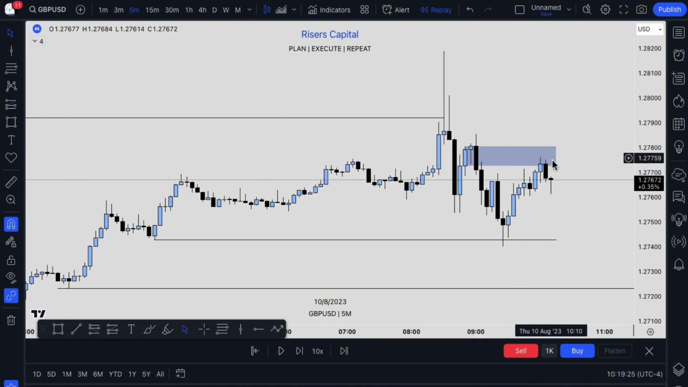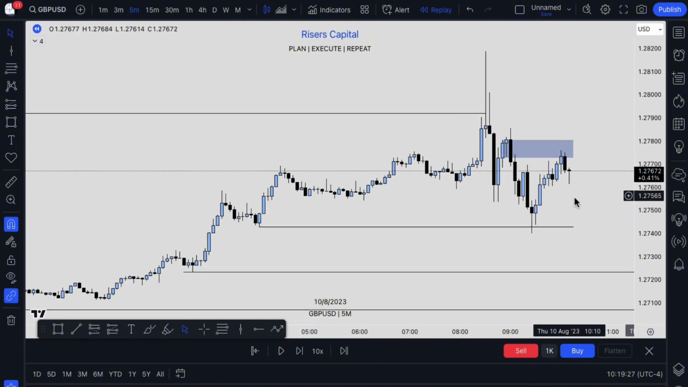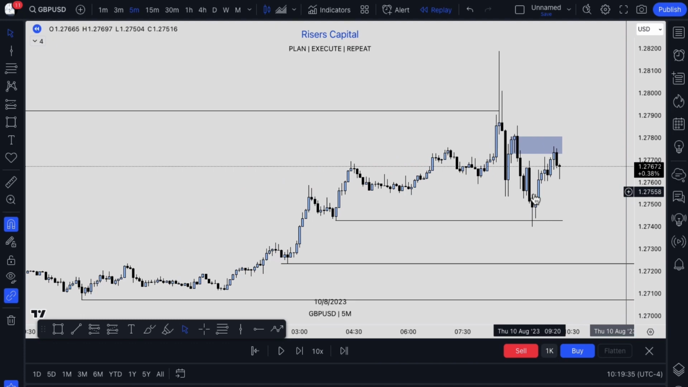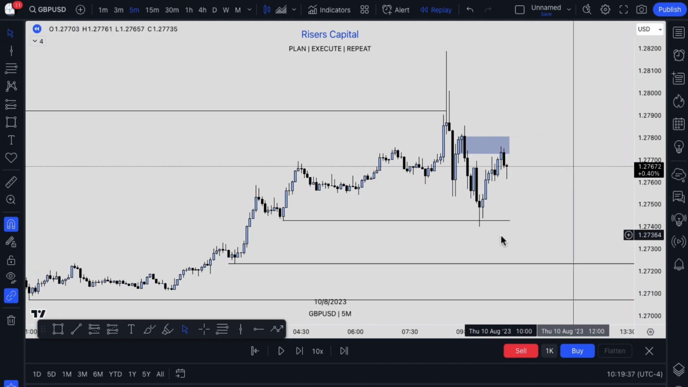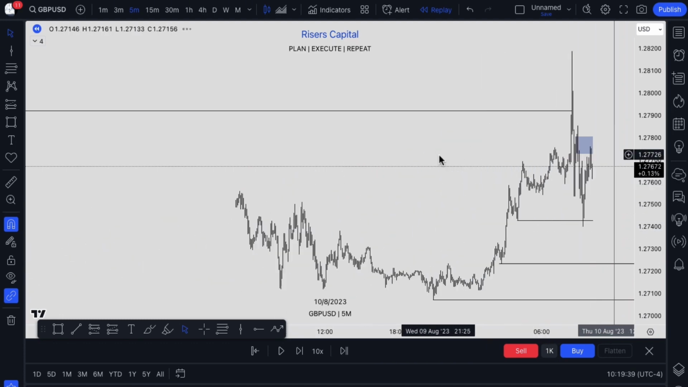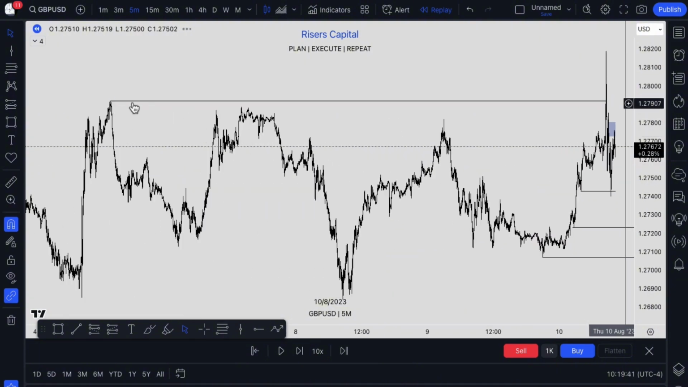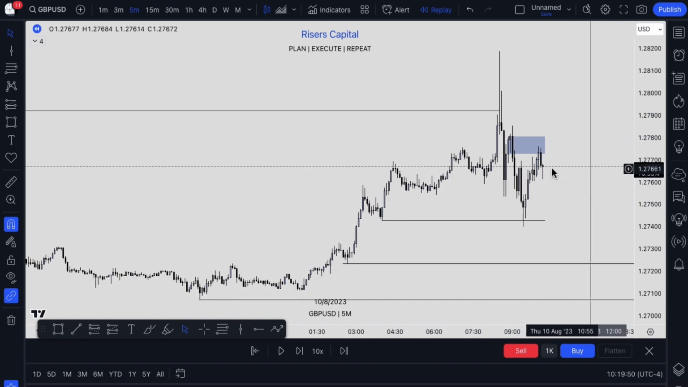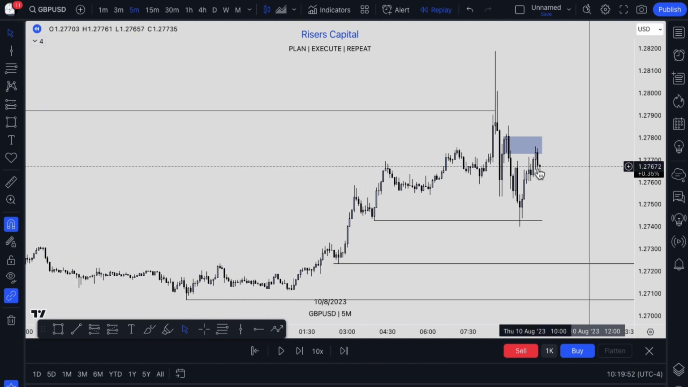And what does price do? Price taps into it. Now, I want to see some sort of reaction off of it, and we do. We reject from it. Now, can I actually confirm for sells? Well, yes, I can. Why? Because we've had this liquidity sweep here, this old high. Price has already created the main move of the day, and we're now in the London close kill zone where price can actually start to reverse.